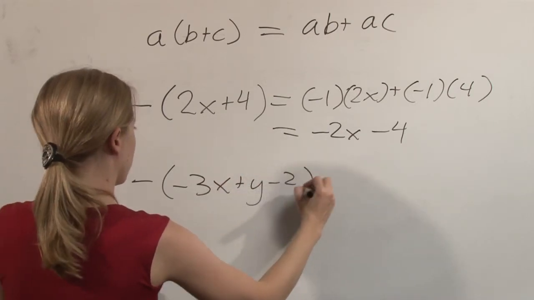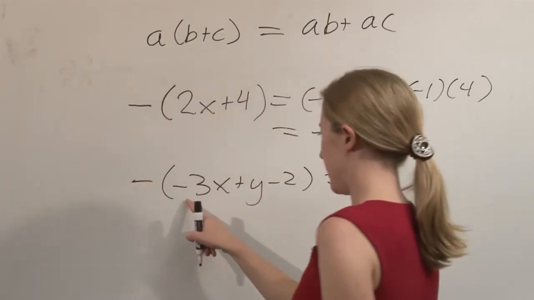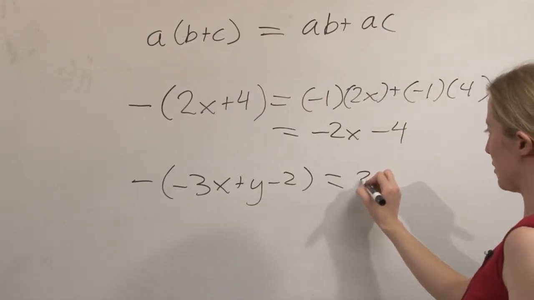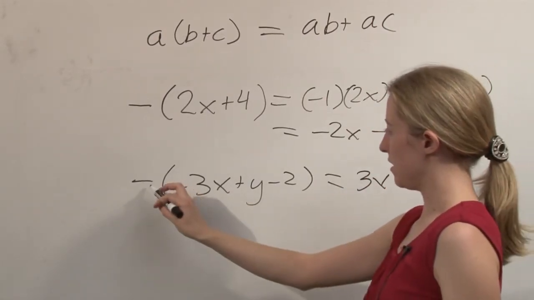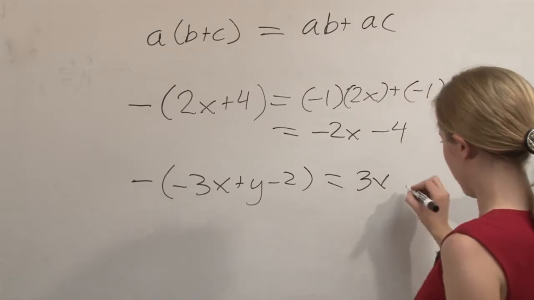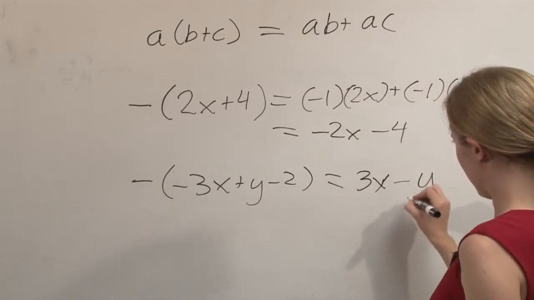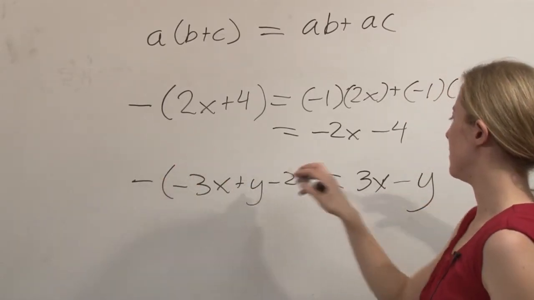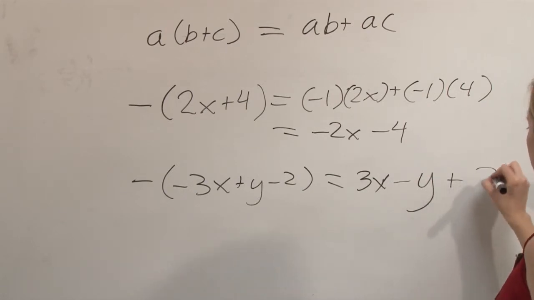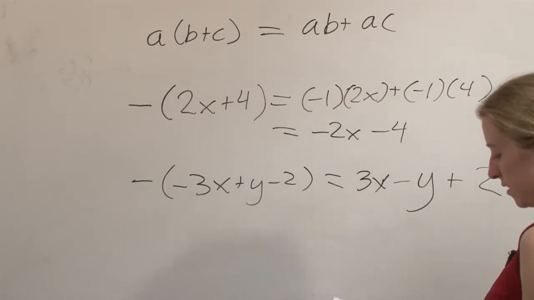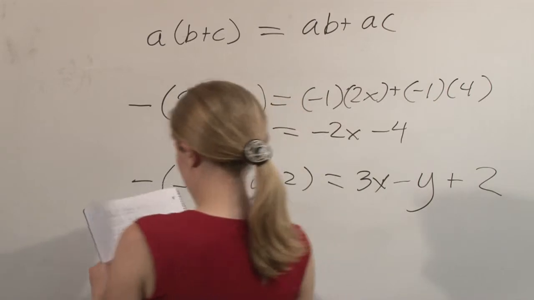In this case, if I multiply negative 1 by negative 3x, I'm going to get positive 3x. If I multiply negative 1 by a positive y, I get negative y. And then negative 1 times negative 2 is a positive 2. All right. So that's something to be careful of.